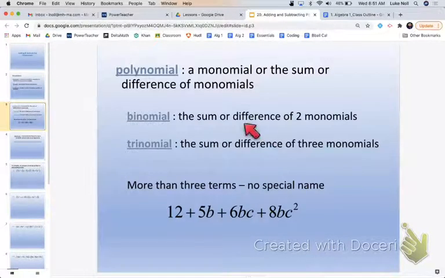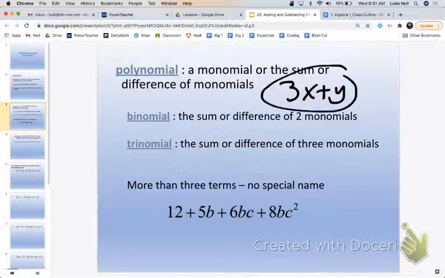Which brings us to what a polynomial is. It can be just a monomial or the sum or difference, so adding or subtracting, of monomials. So poly means many, right? So for example, 3x plus y, we would say that's a polynomial because it's two monomials being added together. Actually, it's a specific type of polynomial. It's called a binomial, just like bicycle. Bi means two. Binomial means it's the addition or subtraction of two monomials. This would be an example of a binomial, right? Two monomials being added together, or they could be being subtracted.